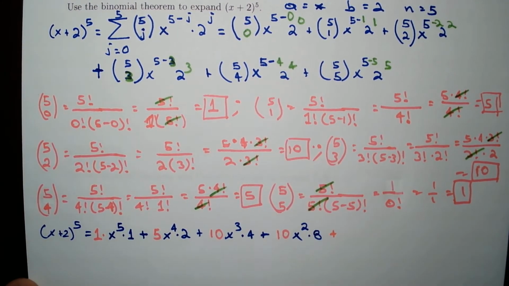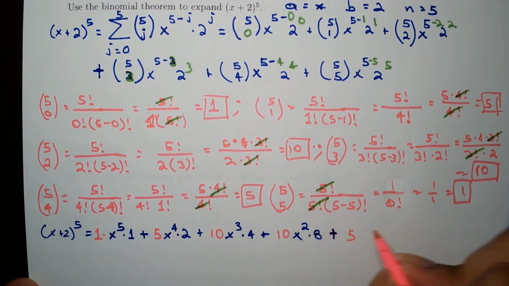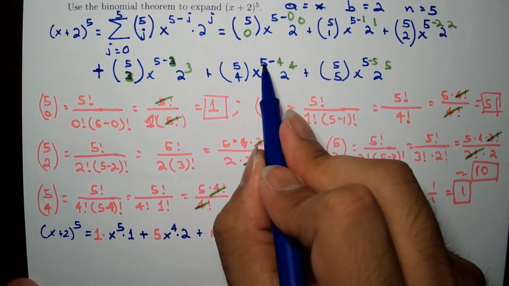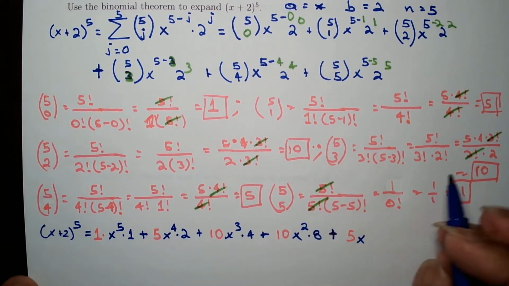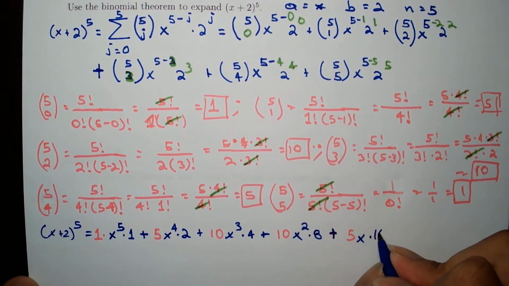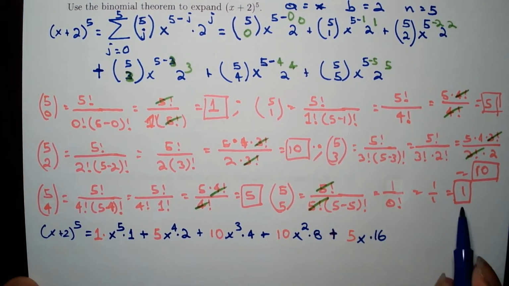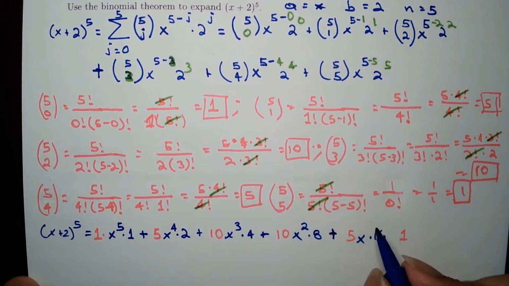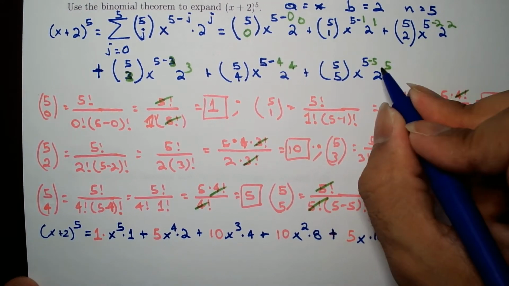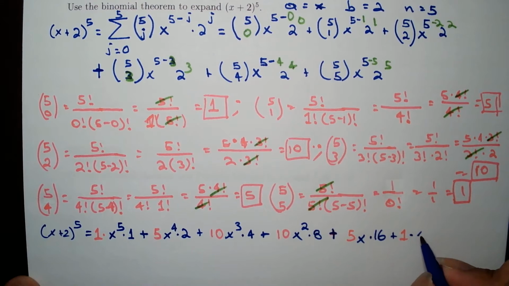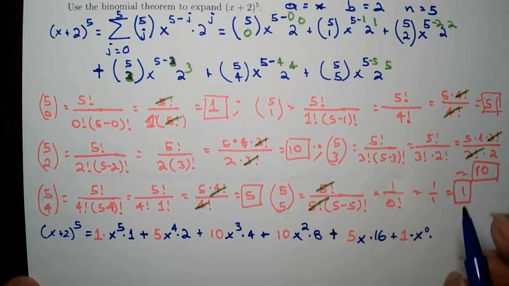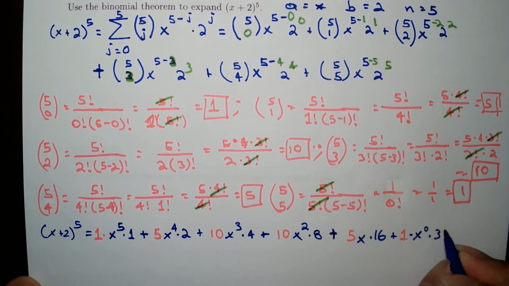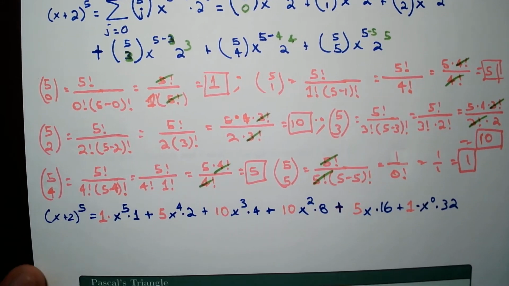x to the 5 minus, or actually, that's the coefficient first. In this case, it is 5. x to the 5 minus 4, which is 1 to the first power, 2 to the 4th power, which is 16. And last but not least, 5 choose 5, which is here, that's a 1, times x to the 5 minus 5, that's x to the 0. I'm going to put the x to the 0 power, and then times 2 to the 5th power, which is 32. And all we do is simplify all here.